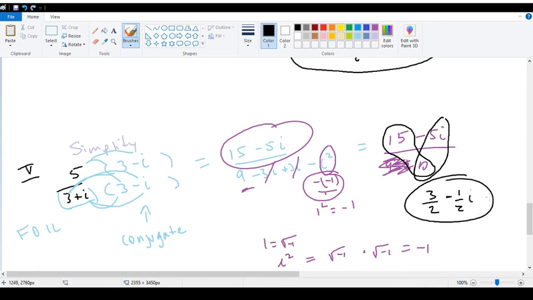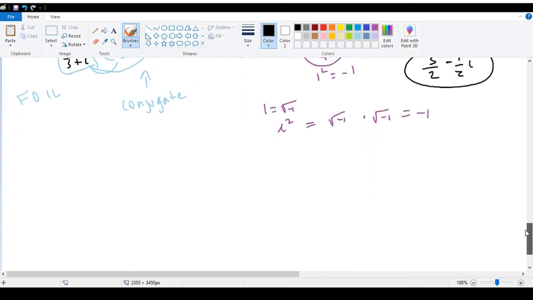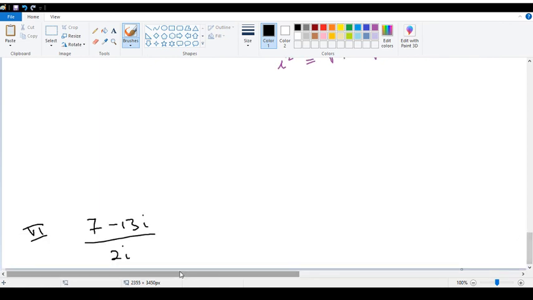All right. You can pause that, try to understand it, and go back to your assignment. We got one last one. Same idea. Let's simplify this. Again, we cannot have any imaginary numbers in the denominator, so we have to multiply by its conjugate. And here, the conjugate is just minus 2i.